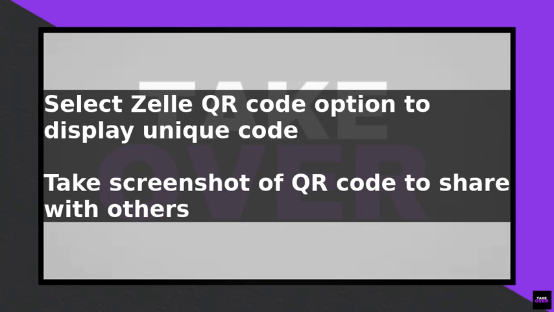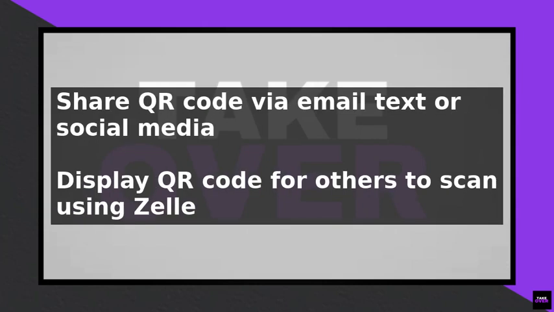Alternatively, you can display the QR code on your mobile device and have the other person scan it using their Zelle app. To scan a Zelle QR code, the other person should open their Zelle app and tap on the Scan QR code option. They can then use their mobile device's camera to scan the QR code displayed on your device. Once the QR code has been scanned, the other person will be able to send you money using Zelle.